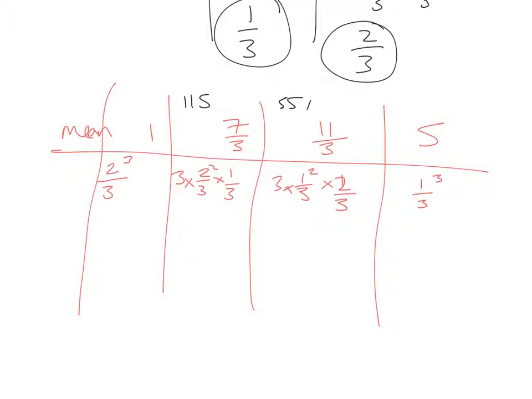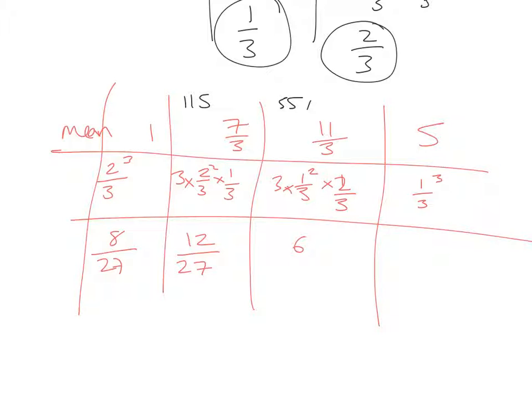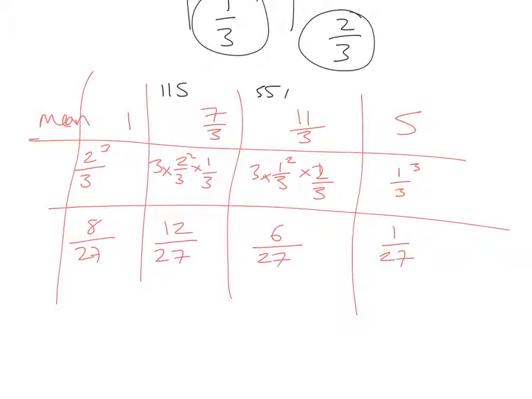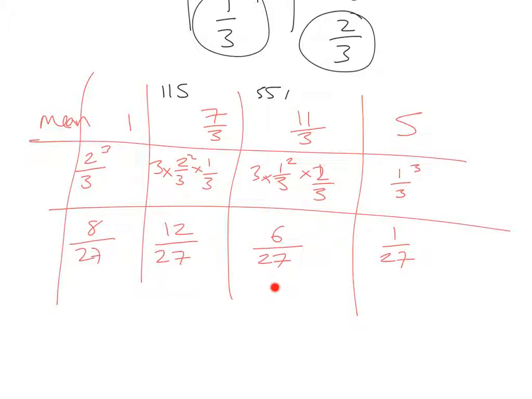So if we calculate the probabilities of all of these, this first one is 8 over 27, this one's 12 over 27, this one here is 6 over 27, and the final one is 1 over 27. So again, if you were to do a sample, there are 4 different means that could come out. The probability of each one is different. However, there is a probability that you would get 4 different statistics if you were to do this small sample.